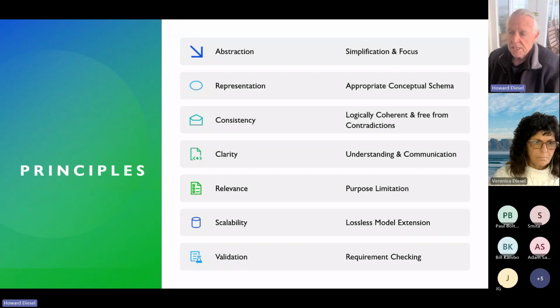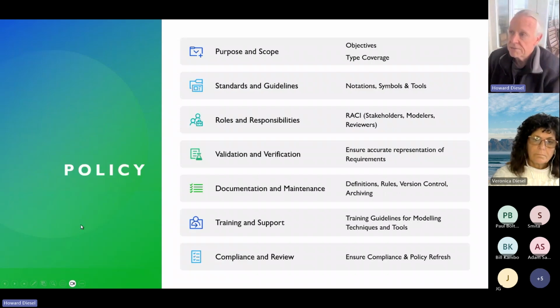Okay, how do we do that? I've mentioned simulation and digital twins, but you can also use ontology logic. The ontology is really good for validating the logic of the system that you have. Okay, this is what would make up a policy. Okay, these are the elements that you'd have to have in your data modeling policy.